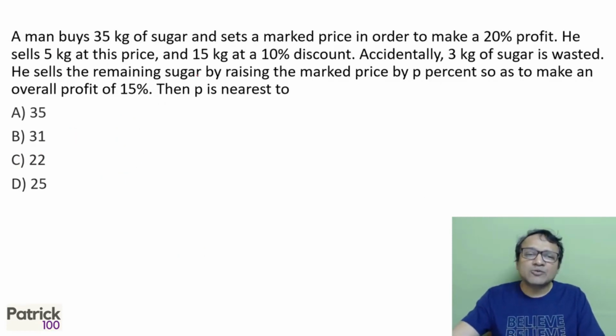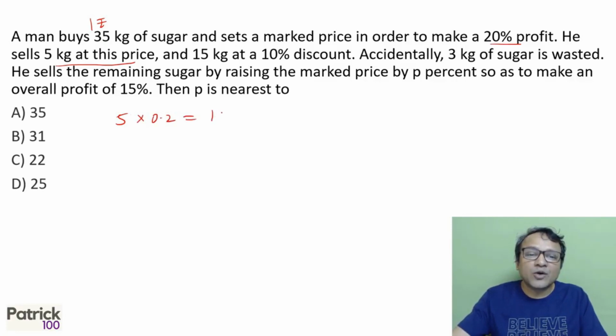A buys 35 kg of sugar. Let me assume that each kg costs 1 rupee. You can assume X also, but I'm comfortable with numbers, therefore I take numbers. He marks the price to make 20% profit. He sells 5 kg at this price. That means on these 5 kg he made a profit of 20%, so he made a profit of 1 rupee.